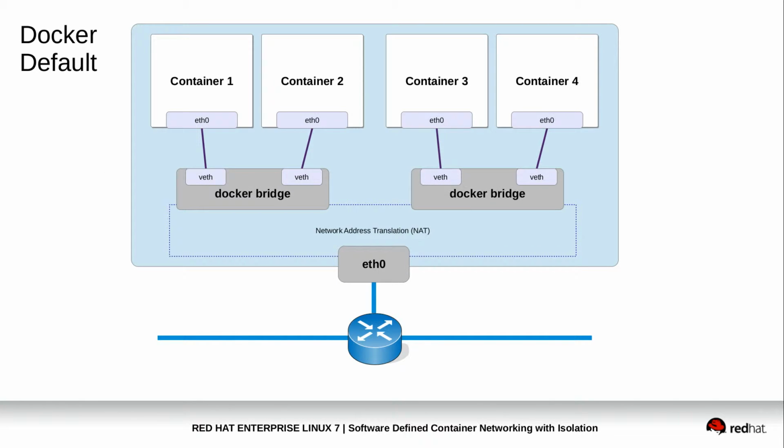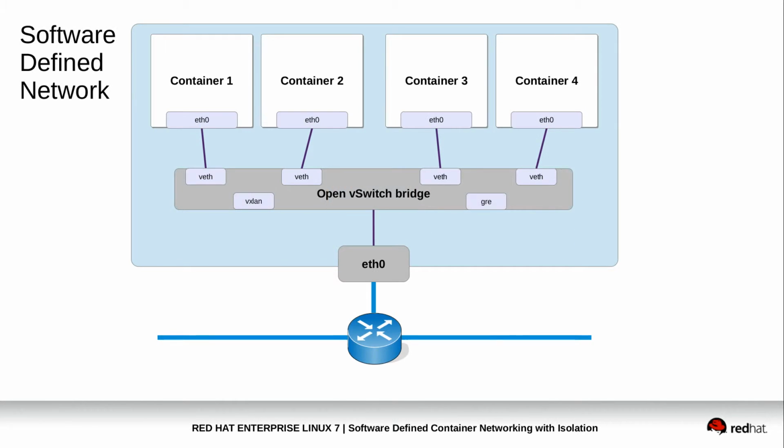The default Docker network model uses a Linux bridge and a vEth interface pair for each container. Network address translation is used between the bridge and the host network interface. This architecture does not scale well to many containers. A software-defined network, on the other hand, connects all containers on a host to the same vSwitch, providing flow-based isolation and a shorter network path.